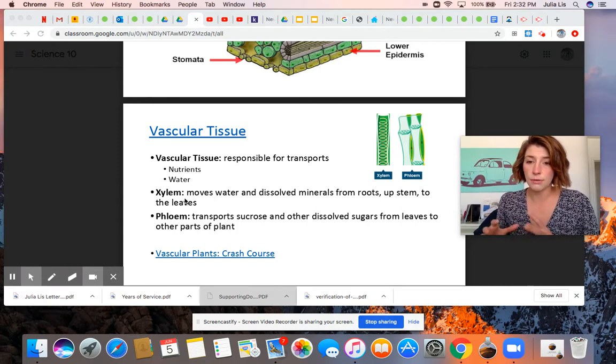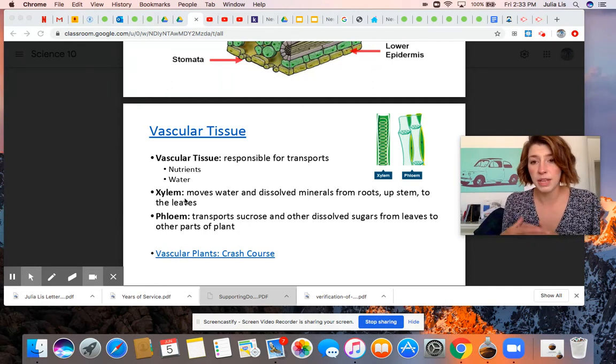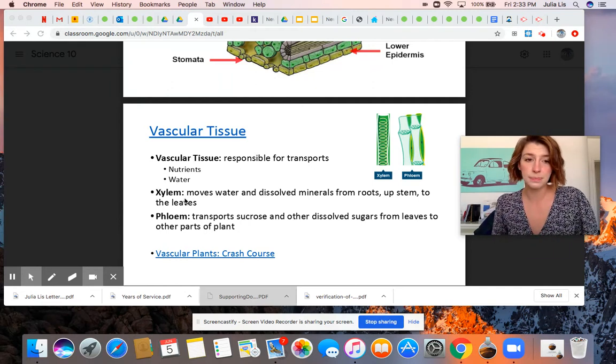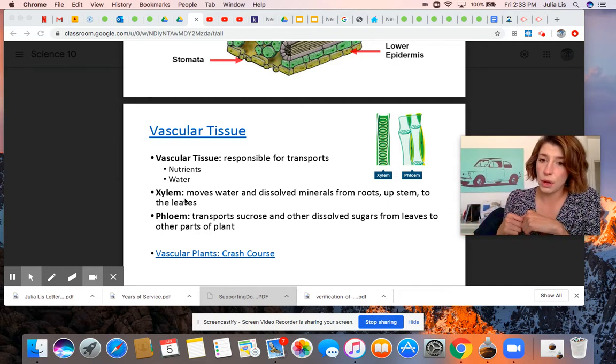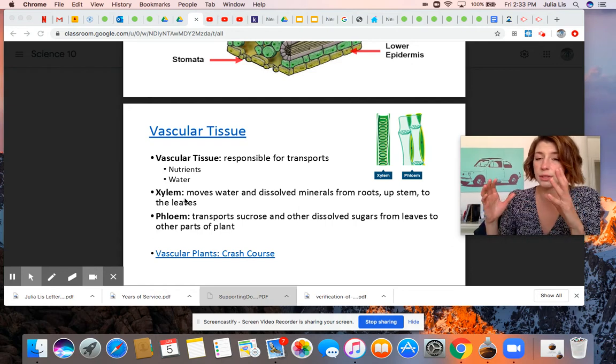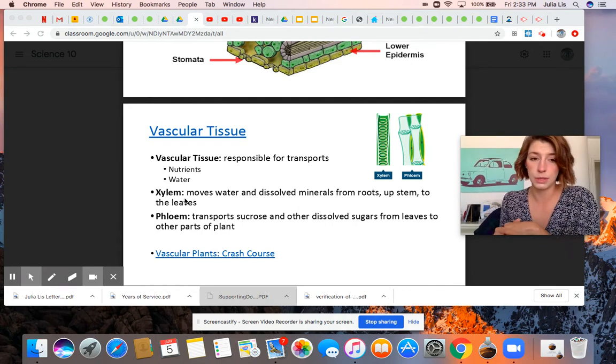So phloem is transporting sugars, and it'll vary in the direction that it's moving. But it'll move from the leaves, where the sugar is made, to the roots, so the roots can grow and cells can be provided with energy in order to do their job. So xylem takes water from the roots to the leaves, and phloem takes sugar from the leaves throughout the plant to the roots.